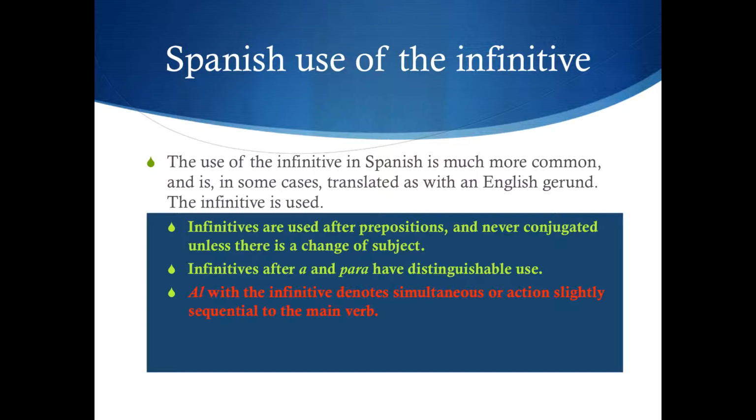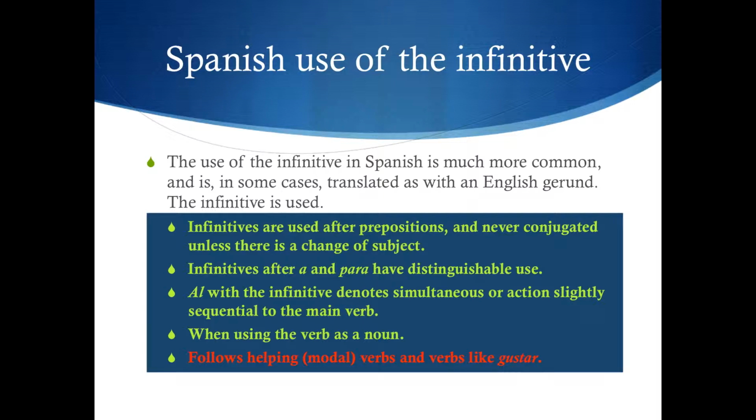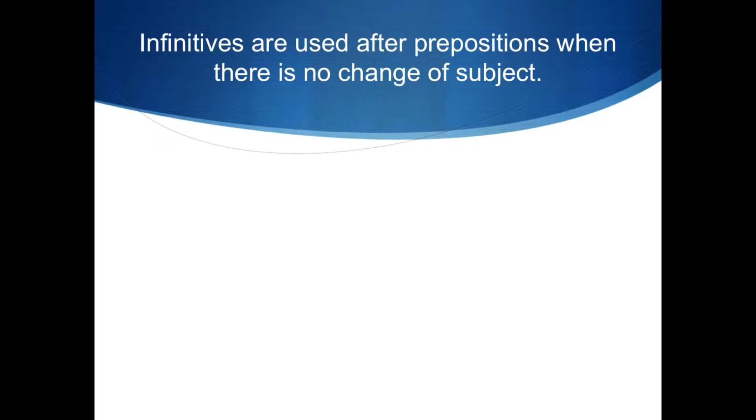Al, with the infinitive, denotes simultaneous action or action which is slightly sequential to the verb. When using the verb as a noun, you will use the infinitive. Following helping or modal verbs and verbs like gustar, you will use the infinitive. Infinitives are used after prepositions when there is no change of subject. Let's look at these points more closely.